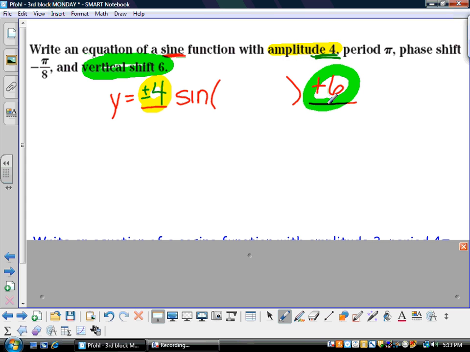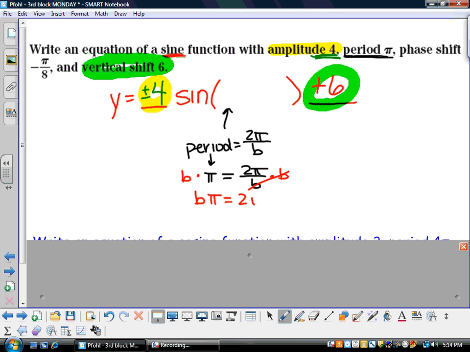The next step is going to be to take care of the period. The period is pi, and we have a formula that period equals 2 pi divided by b. Since the period is pi, we're going to say pi equals 2 pi divided by b, and we have to solve for b. Some people can see it in their head. For other people, multiply both sides by b, and then divide by pi. In this case, b equals 2.